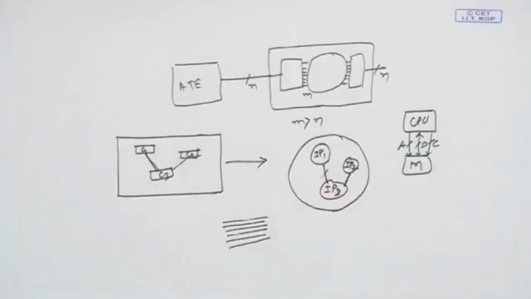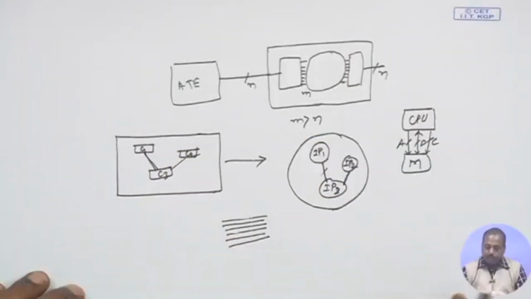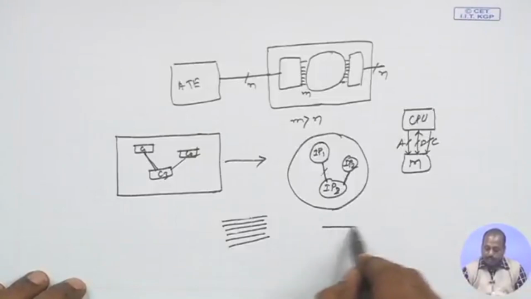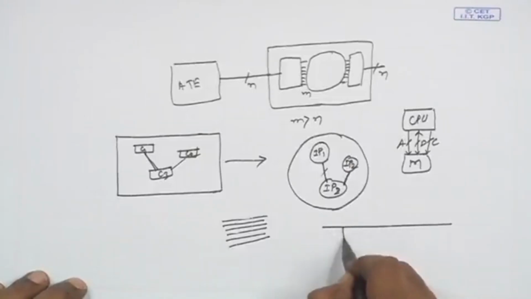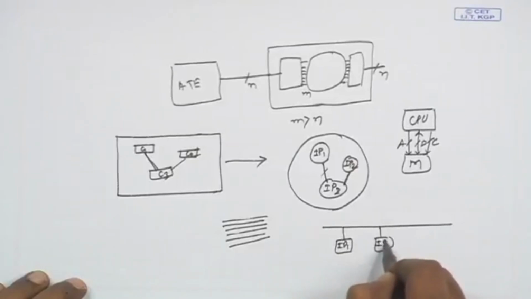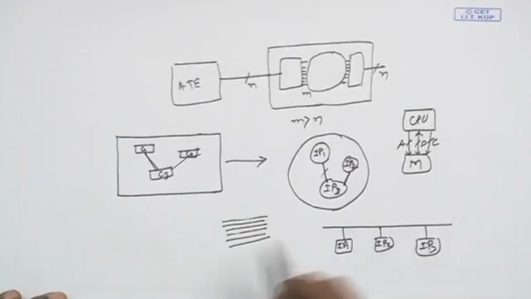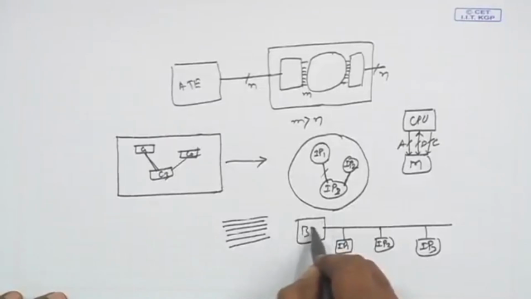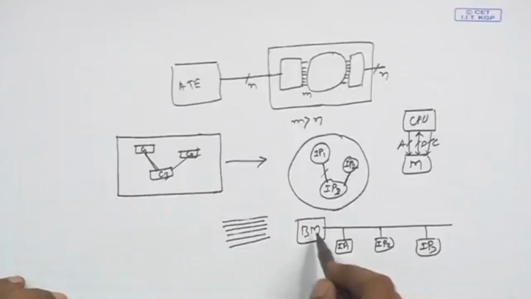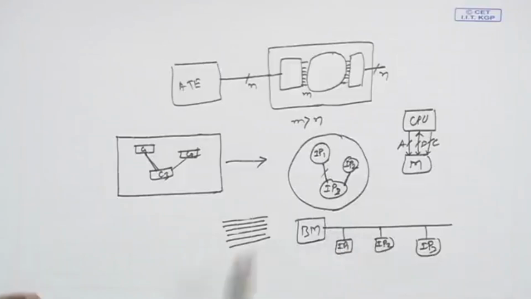So, what is required? As a solution, the standard solution is to have a bus, and from this bus all these IPs will be hanging. So, this is IP1, this is IP2, this is IP3. All of them are hanging from this bus, and there will be a bus master. Whenever any IP wants to communicate with another IP, it will tell the bus master that I want to use the bus. Then the bus master will generate a grant, and these two IPs will communicate between them through this bus.